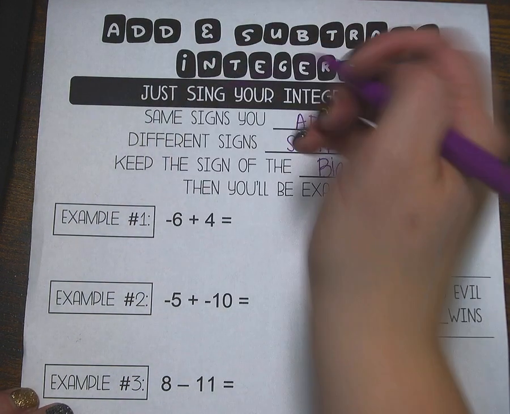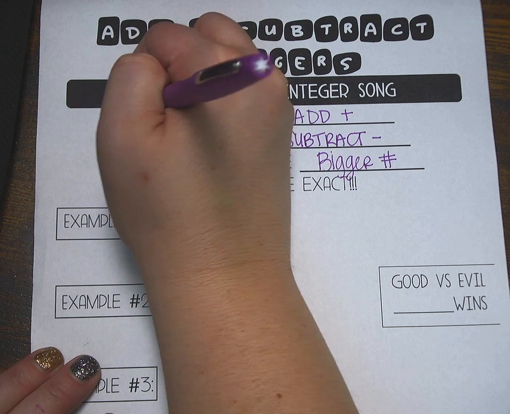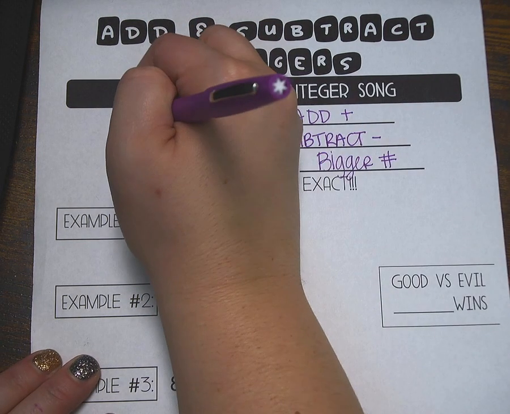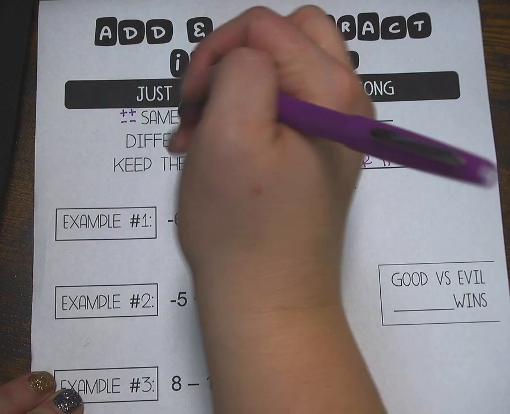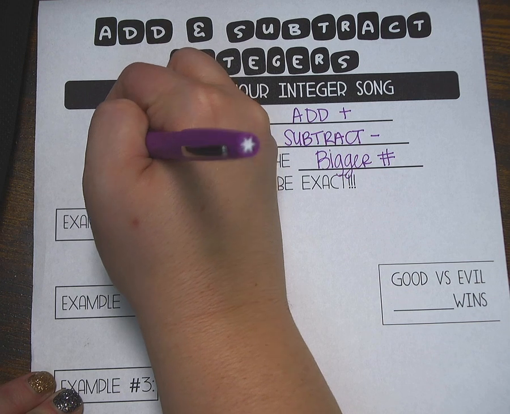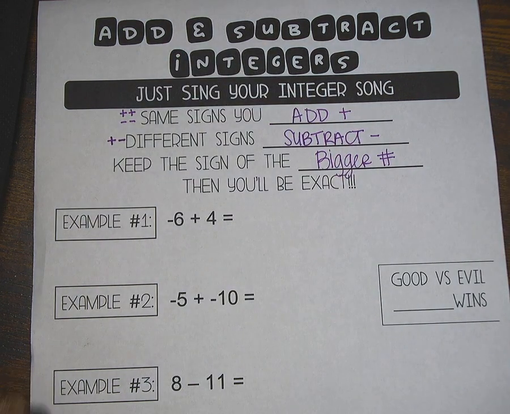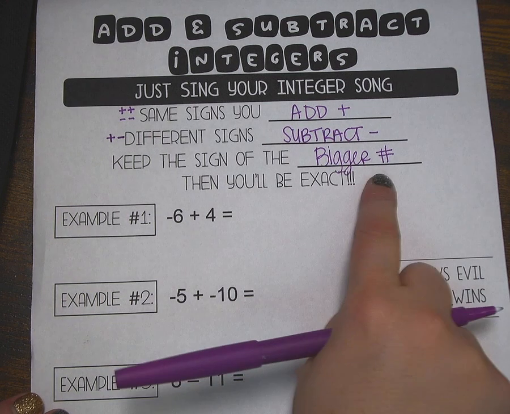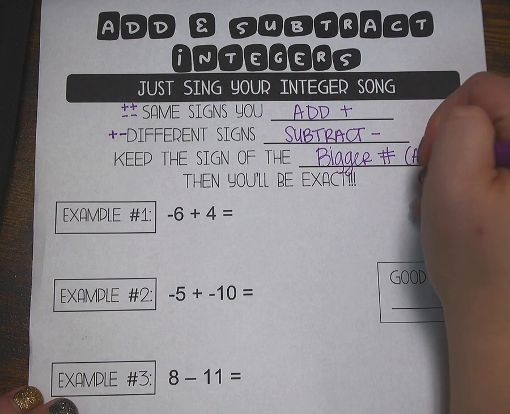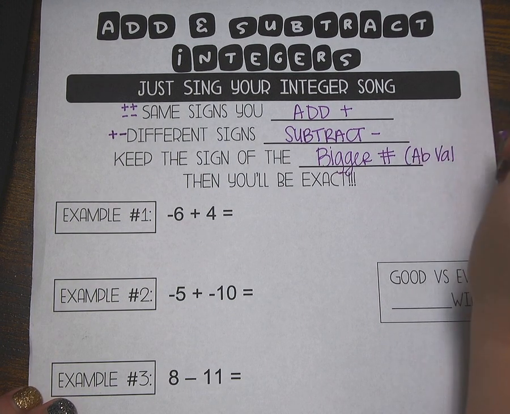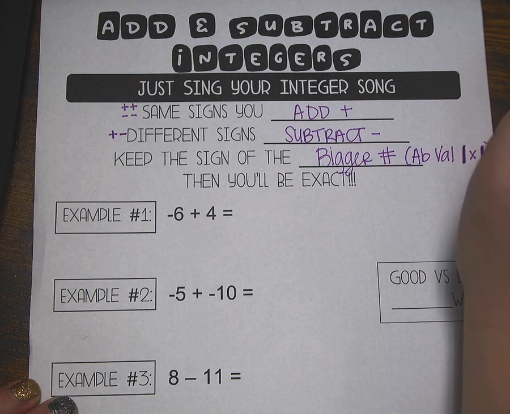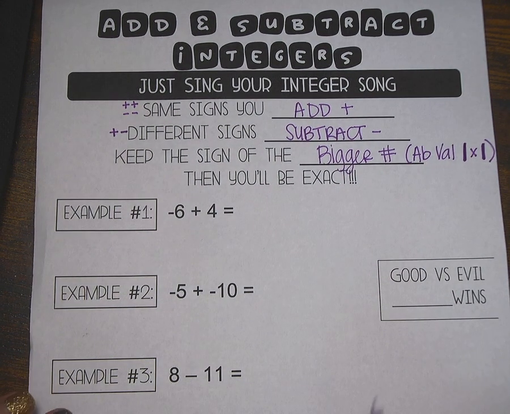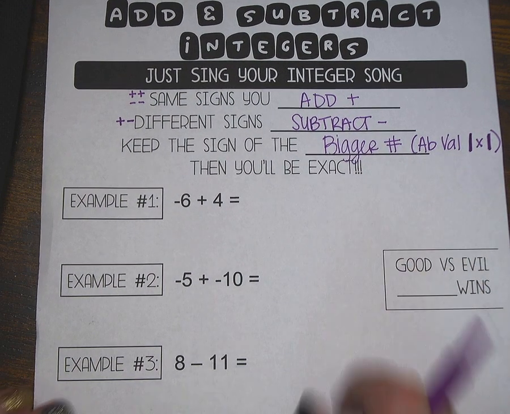So when they say same signs, they mean either both numbers are positive or both numbers are negative. Those are same signs. If they're different signs, that means one of the numbers is positive and one of the numbers is negative. And when we say keep the sign of the bigger number, we mean the absolute value of the number. So if it is the bigger number after you take the absolute value, then it is going to be our answer.